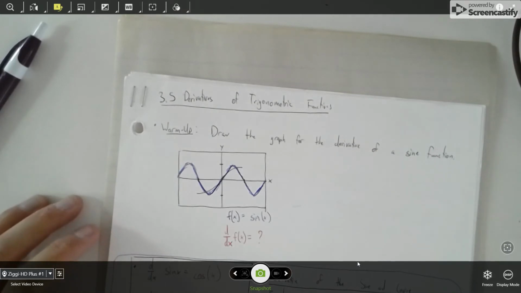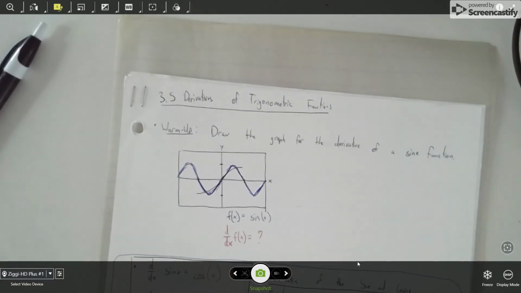Okay, so first maybe draw this graph and then try to draw the derivative graph. A graph that is only comprised of the individual slopes at each of these points.